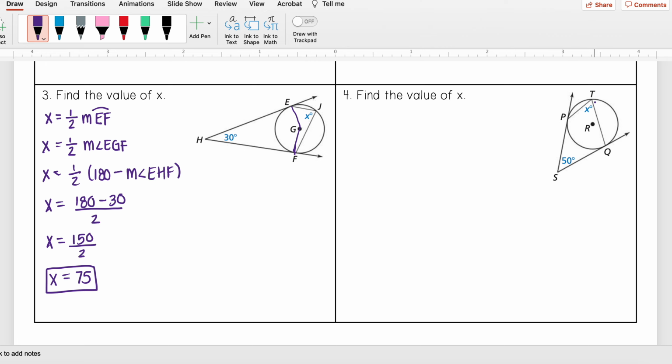So let's do that same thing over here. For number 4, I want to find the measure of my inscribed angle, and I know from this step right here that x is going to equal 180 minus my circumscribed angle, which is 50, divided by 2. 180 minus 50, I get 130. And then 130 divided by 2, I get 65.